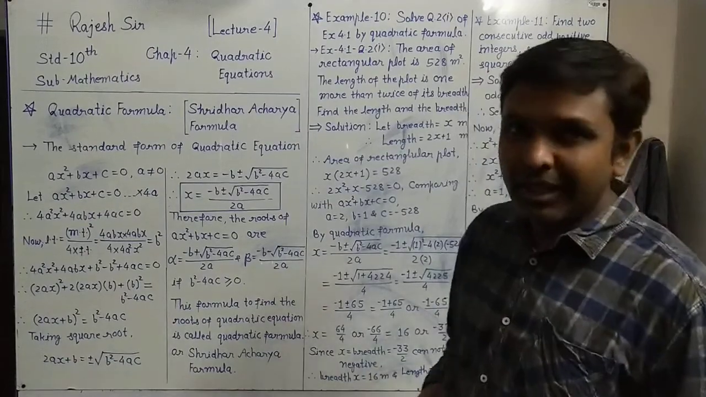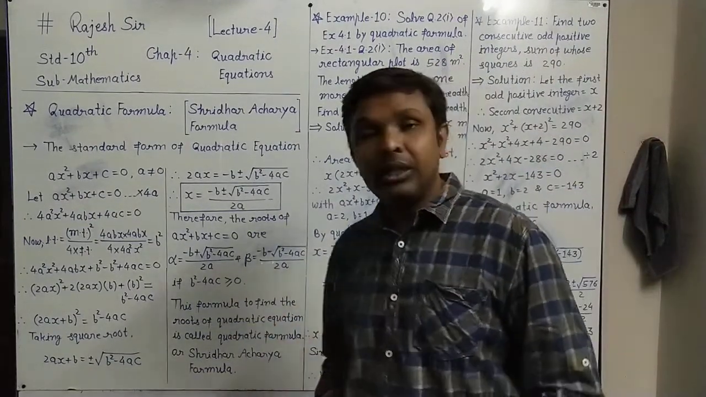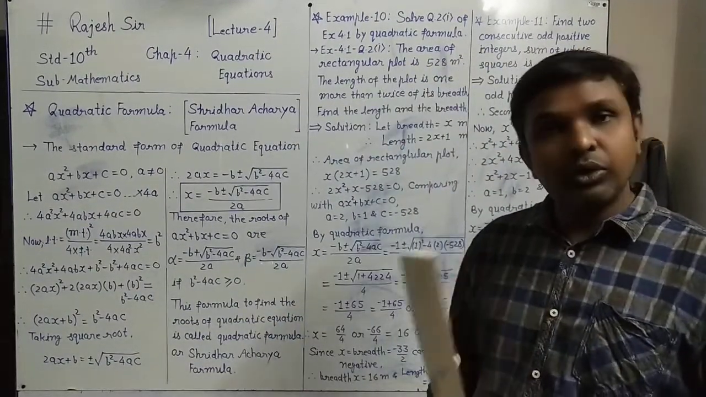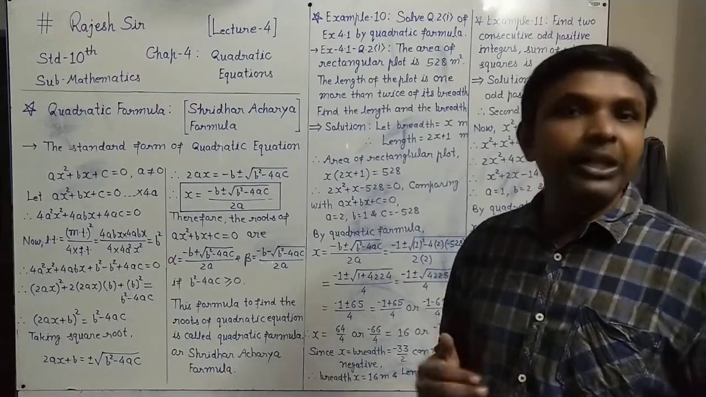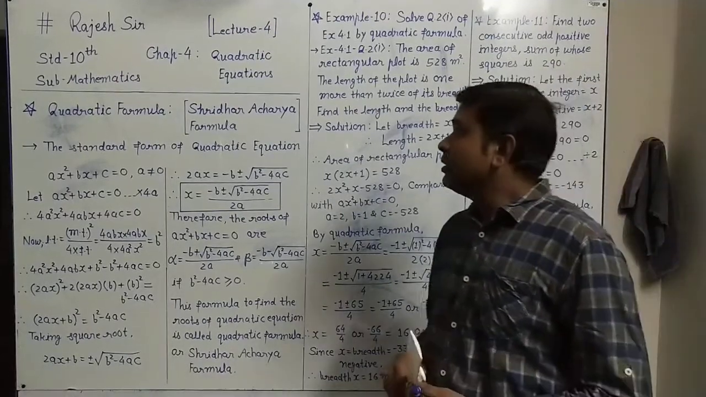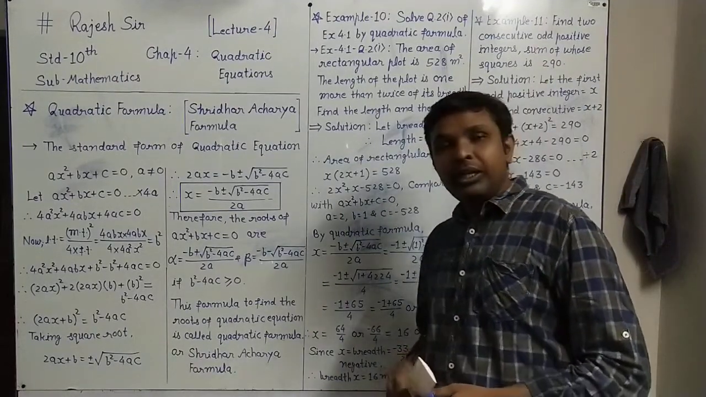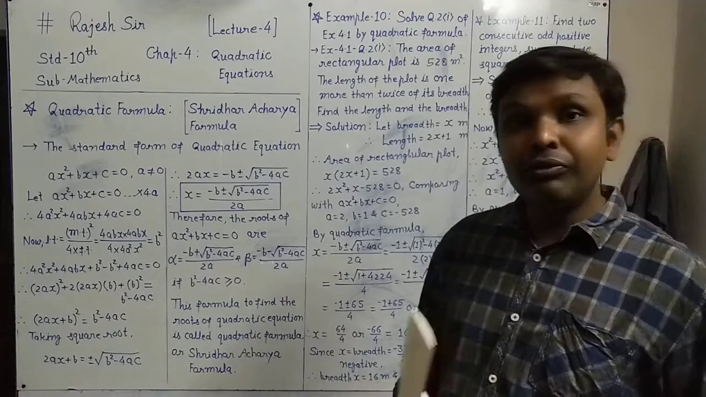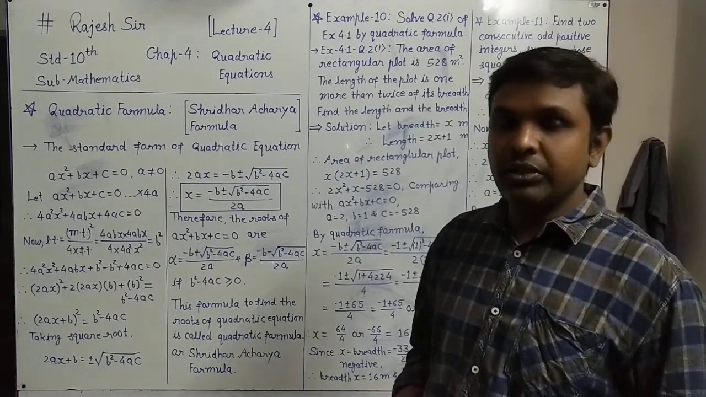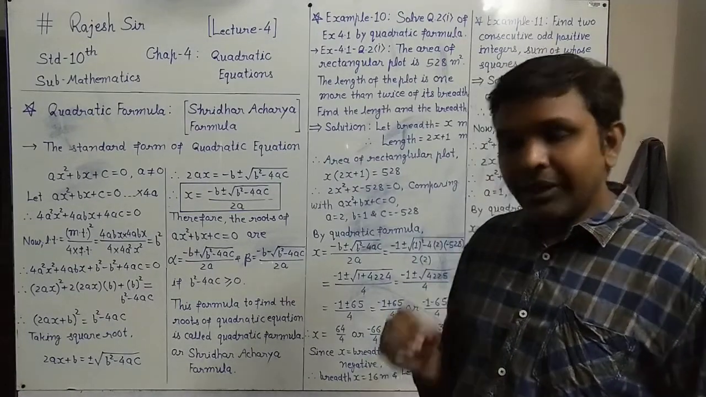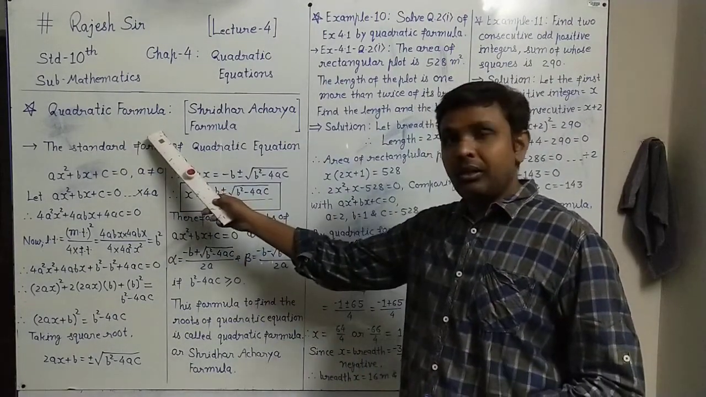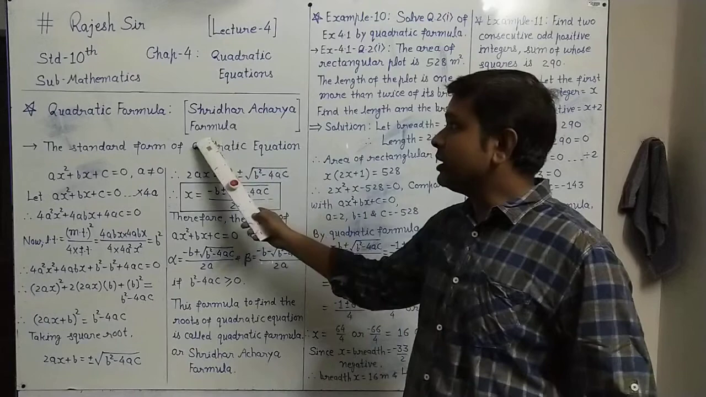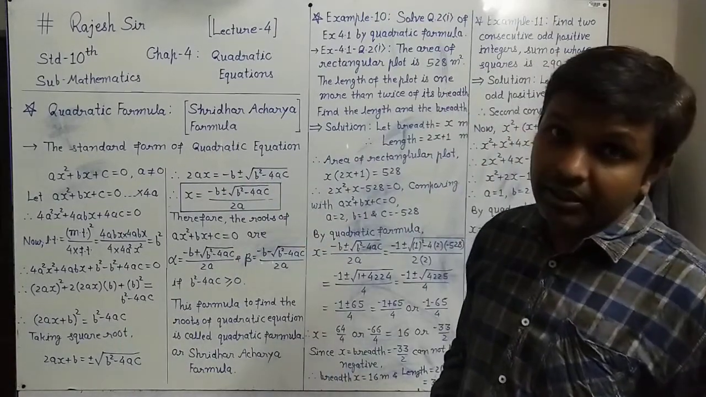Before this lecture we have seen the quadratic equation and its solution by the factorization method and by the method of completing the square also. In this lecture we are going to find the formula for the solution of a quadratic equation. This formula is also called the quadratic formula, and it is also called the Sridhar-Acharya formula.